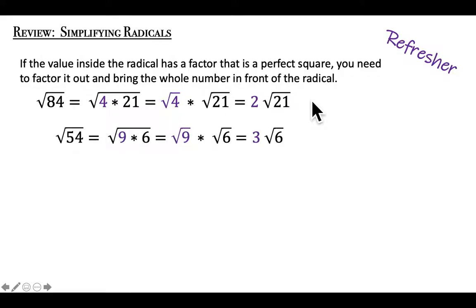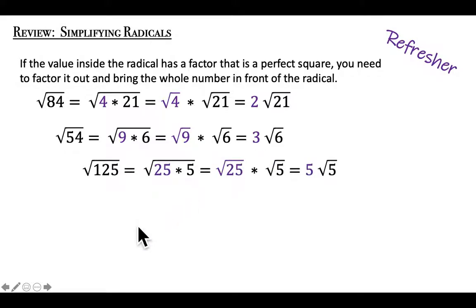So here's the next one, the square root of 54. 54 has a factor of 9, so we can express the value under the radical as 9 times 6. So the square root of 9 times 6. The square root of 9 times the square root of 6 is the same thing as 3 times the square root of 6, since the square root of 9 is 3. So the proper way to state the square root of 54 is to reduce it to 3 times the square root of 6.